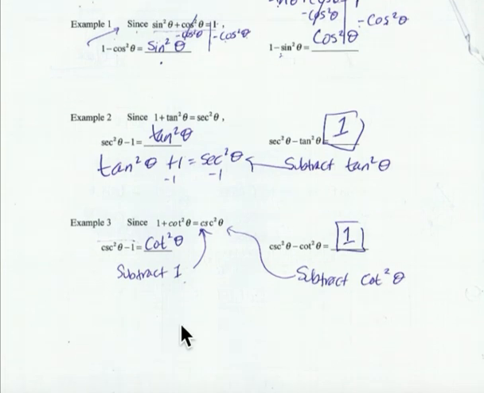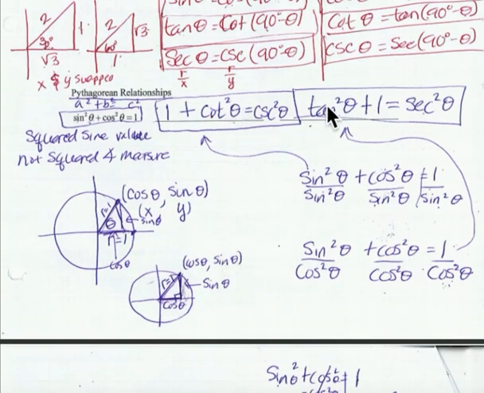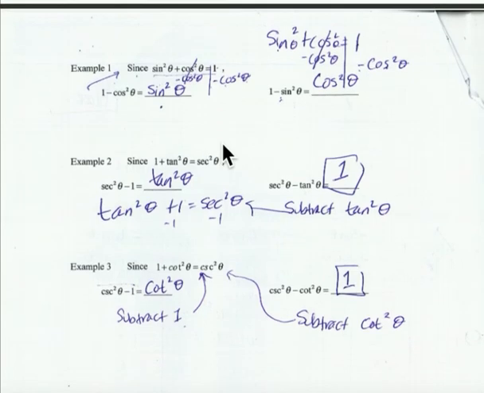And likewise, to get this identity, I subtract 1 from this identity that we got on the front side right here. Just subtract 1 from each side and you end up with this identity. And to get this identity, we just subtract cotangent squared from each side.